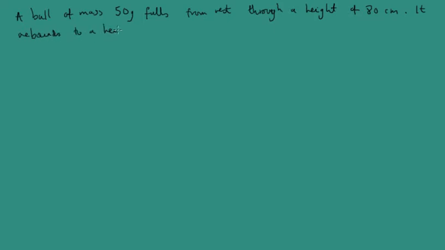So a ball of mass 50 grams falls from rest through a height of 80 centimeters. It rebounds to a height of 30 centimeters. Find the mechanical energy lost in the motion.